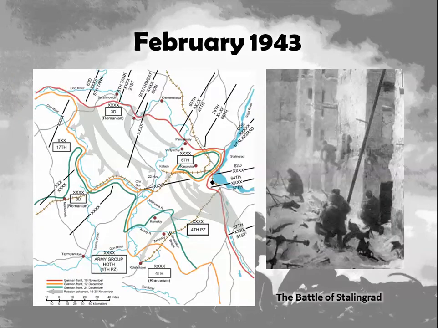February 1943. German forces are weakened by the winter battle of Stalingrad, and they surrender to the Russians. This is a battle that had been going on for some time, and it was a battle that really highlighted some of the pitfalls of urban combat.